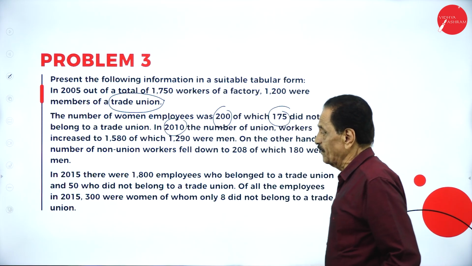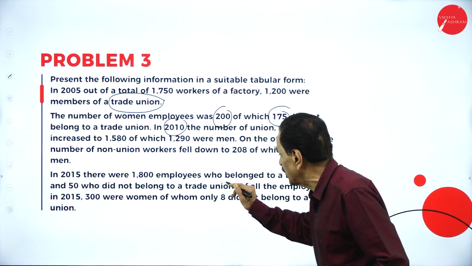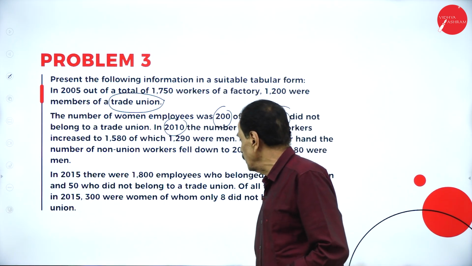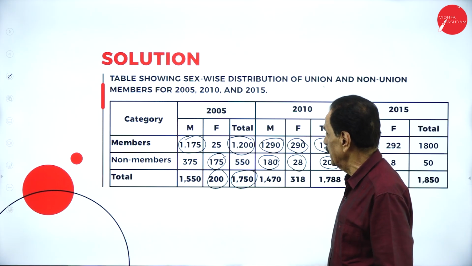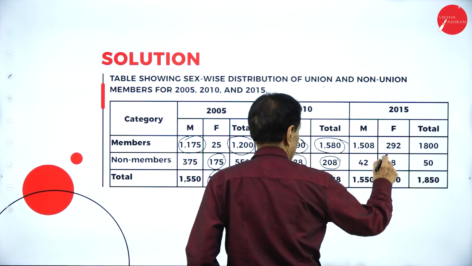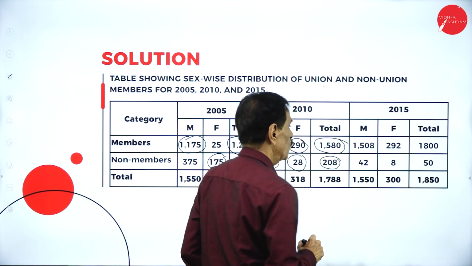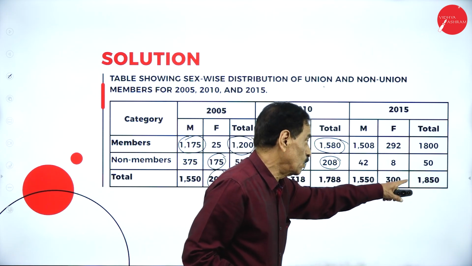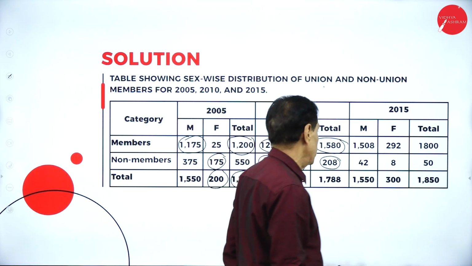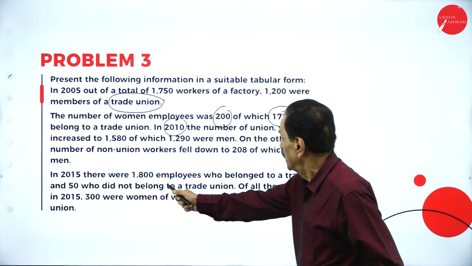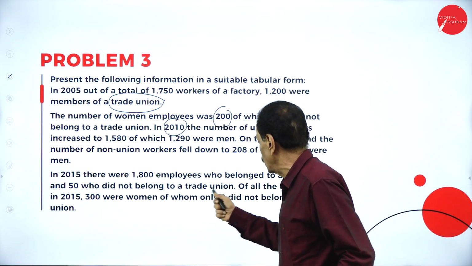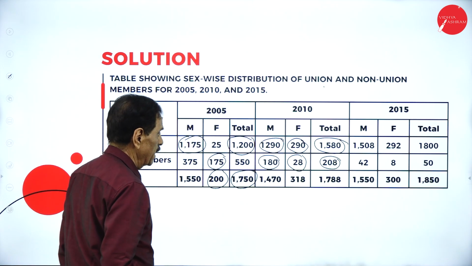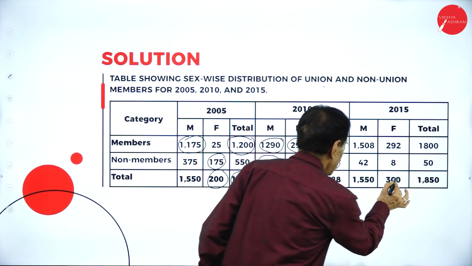In 2015, there were 1,800 employees who belong to the trade union, of which 50 do not belong to the trade union. Come back here. 1,800 belong to the trade union, 50 do not belong to the union. The total number is 1,850. Of all the employees in 2000, 300 were women.